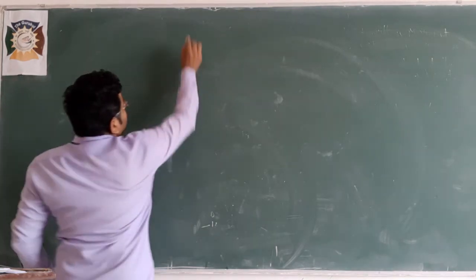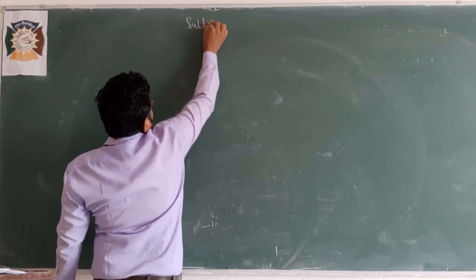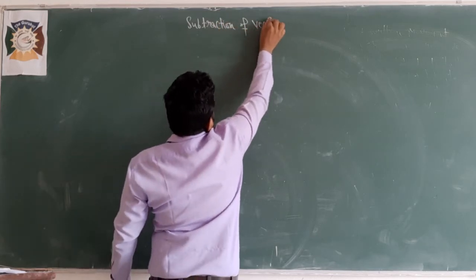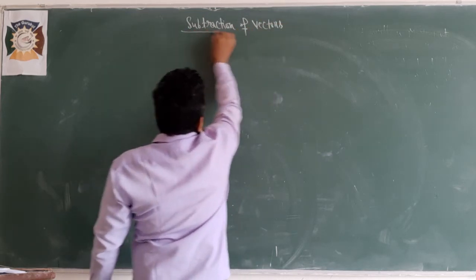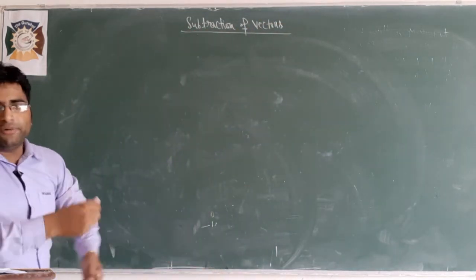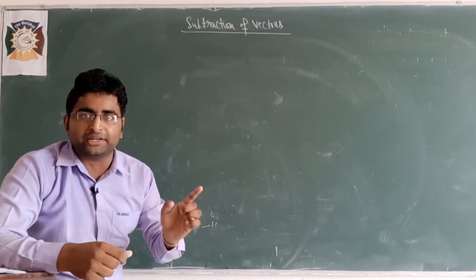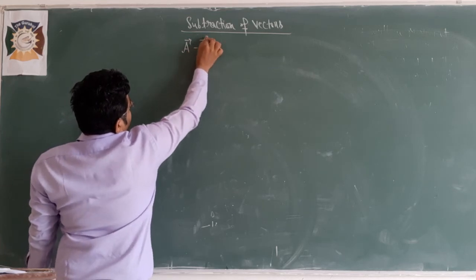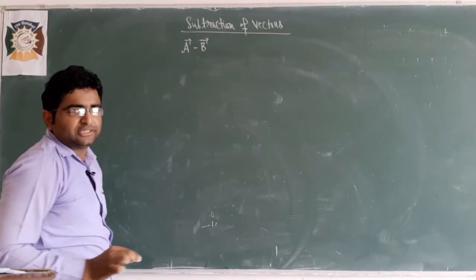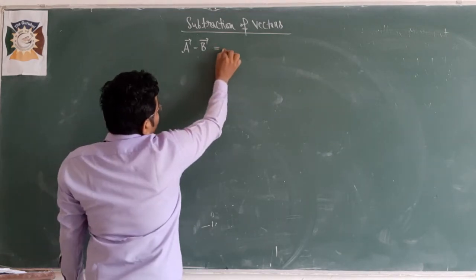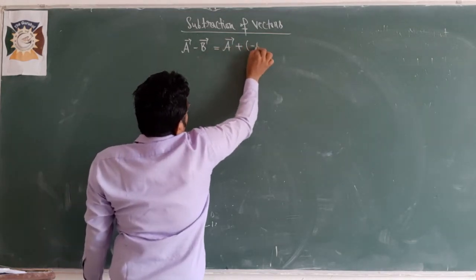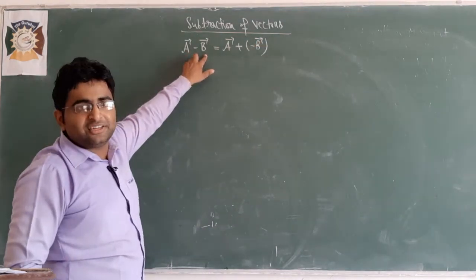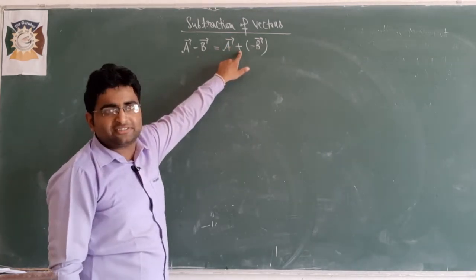So beta look, subtraction of vectors. Suppose beta we want to subtract the vector B from vector A. So what I have to write? A minus B, vector B from vector A. I have to subtract it. So beta, can I write it as vector A plus minus B? I can write it. So beta, subtraction of vectors is basically addition of two vectors.